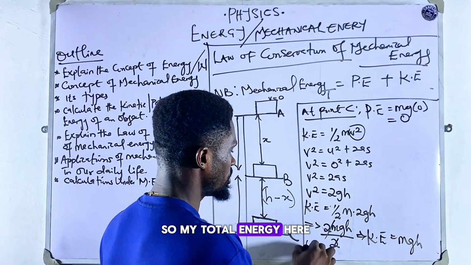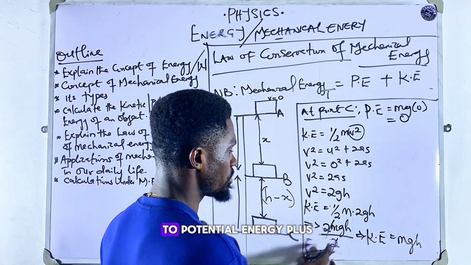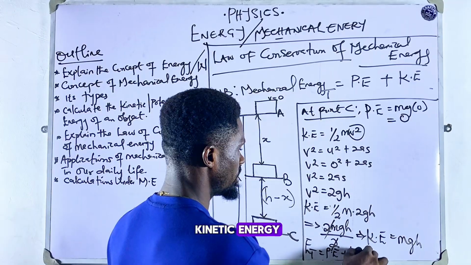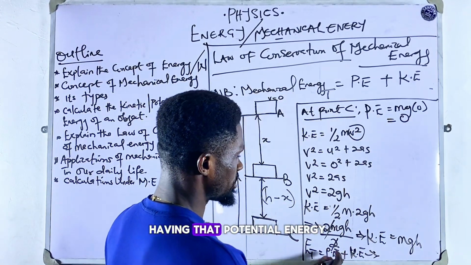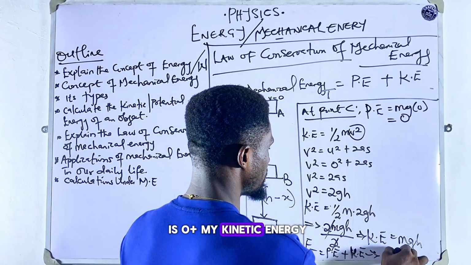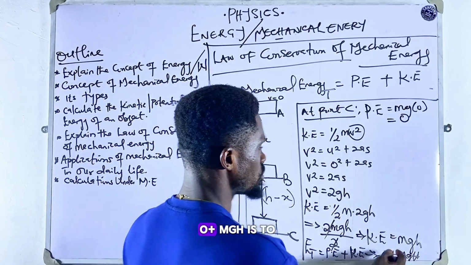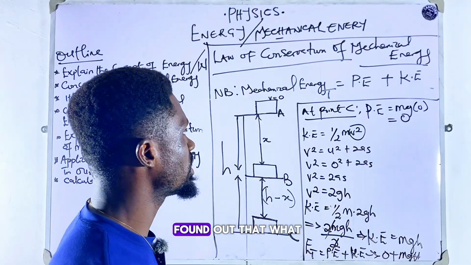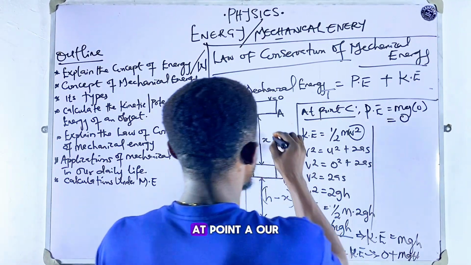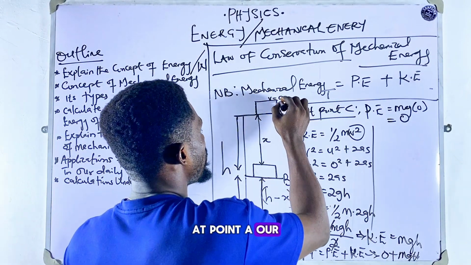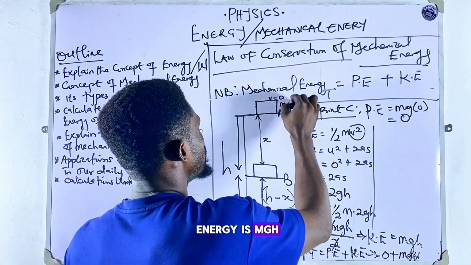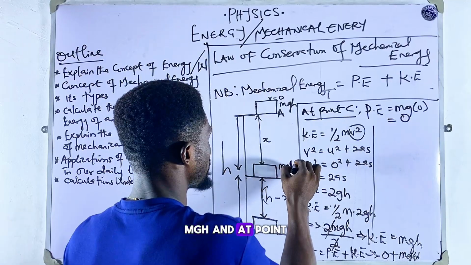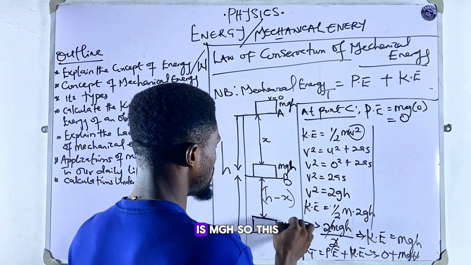So my total energy here is equal to potential energy plus kinetic energy. So I'm going to have potential energy 0 plus my kinetic energy, which is mgh. So 0 plus mgh still gives me mgh. If that is the case, we found out that at point A, our energy is mgh. At point B, the total energy is mgh. And at point C, the total energy is mgh.